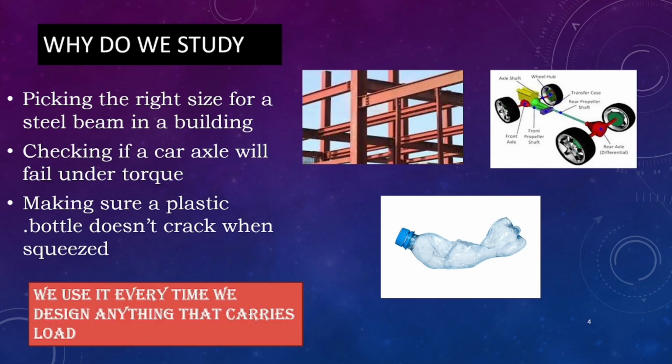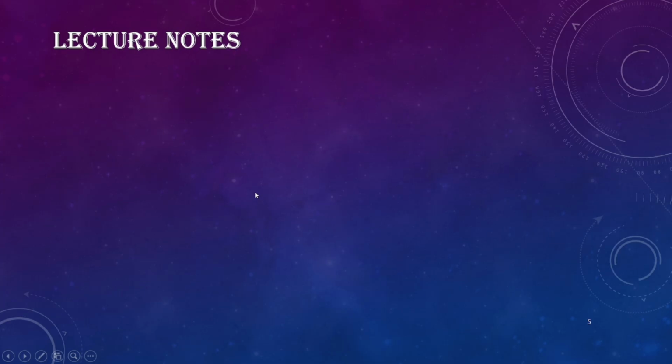Now, this is what engineers use in designing anything that carries a load, every time as well. So as an engineer, you are supposed to know the strength of every material or anything that you want to design, and make sure that the right material you select will be the best way of making any component or any shaft as well. Now, this is our lecture note.